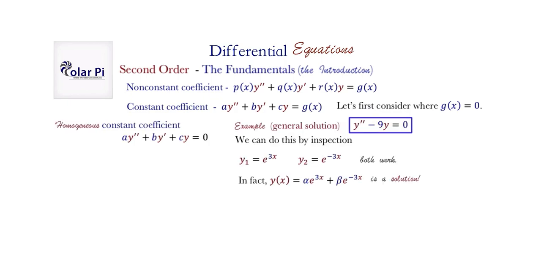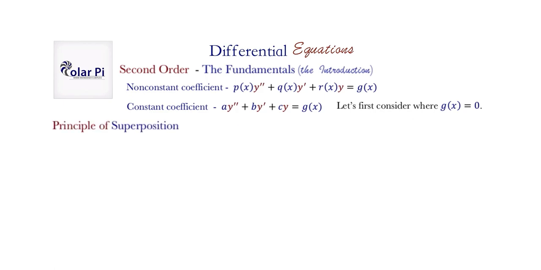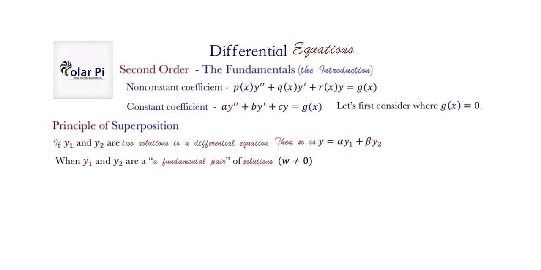What we just did here, if you notice, is we took two fundamental pair of solutions and we made a general solution out of them, and that's generally something you could do, and it's called the principle of superposition. And so if y1 and y2 are a fundamental pair of solutions to a differential equation, then y equals this will also be a solution to the differential equation, and the general solution will always look like this so long as y1 and y2 are a fundamental pair.